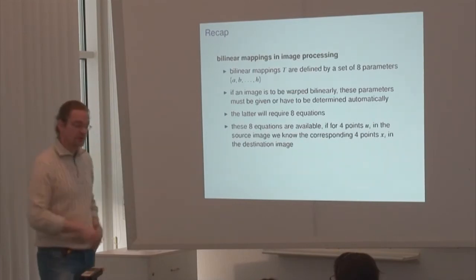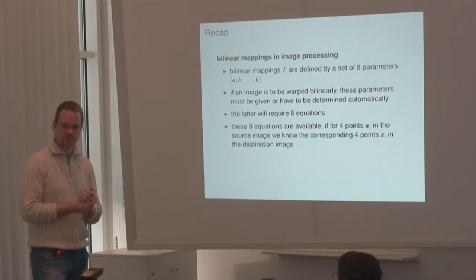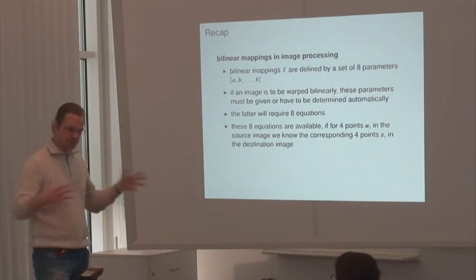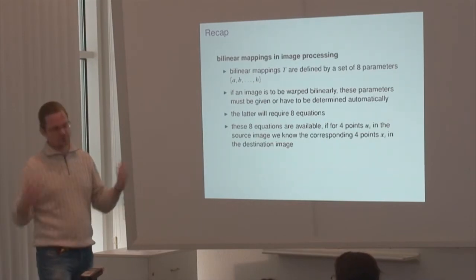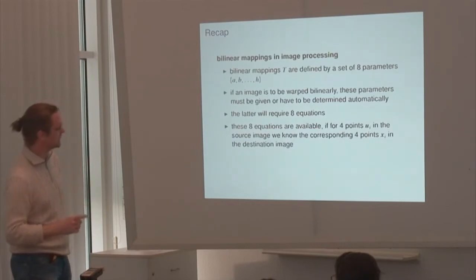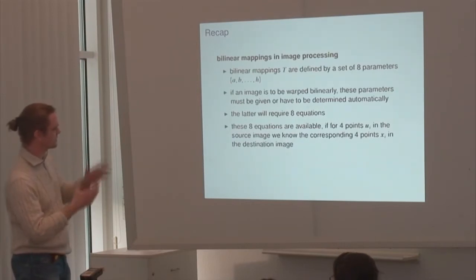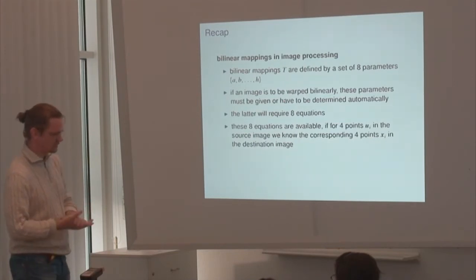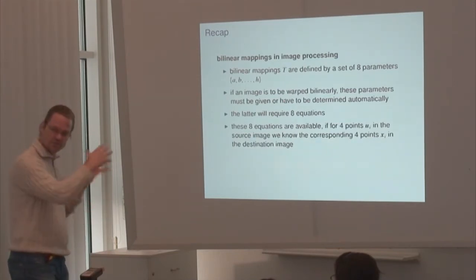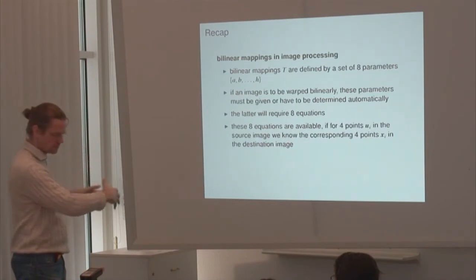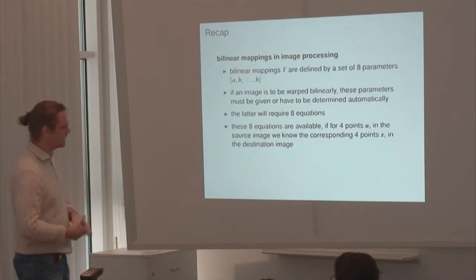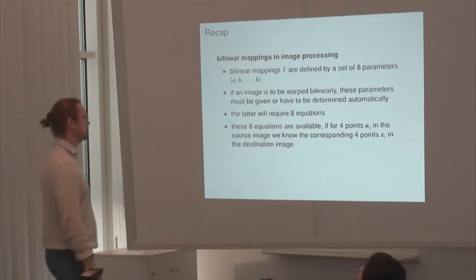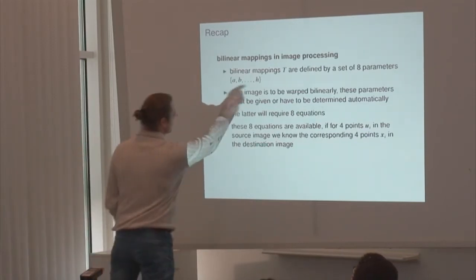This would work if we had more correspondences. We would then have an overdetermined system of equations. It's not a problem, but we need at least 4 such points in order to have these 8 equations. Otherwise, the problem cannot be solved. The map from the quadrilateral in one image to the quadrilateral in another image needs information as to 8 parameters.